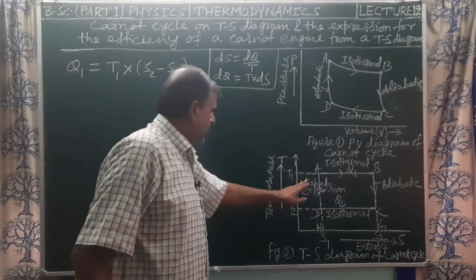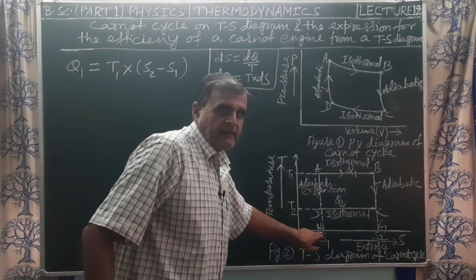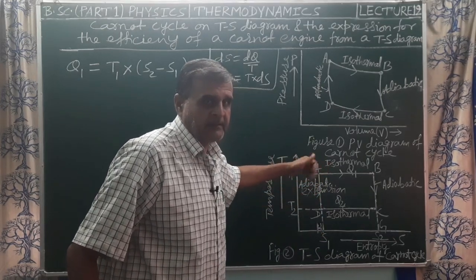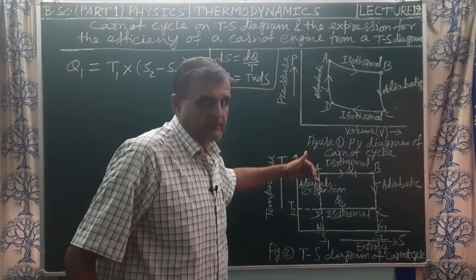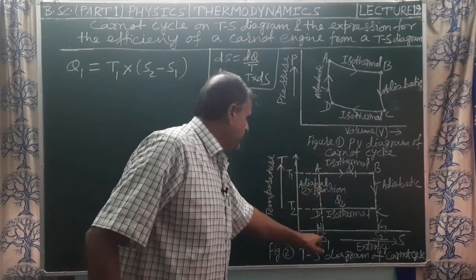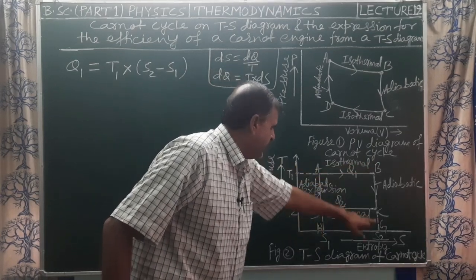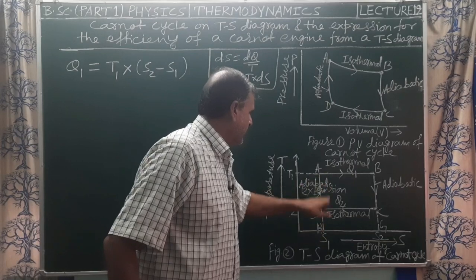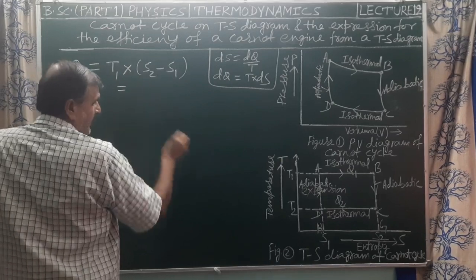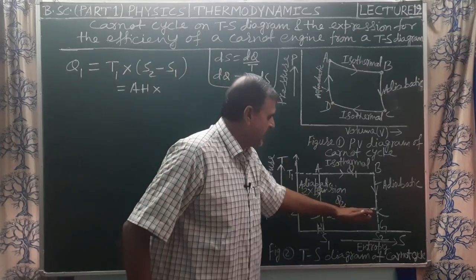Q1 is equal to T1, and T1 is the higher temperature, that is the temperature of the heat source. T1 is represented by the side AH of the rectangle ABGH. So corresponding to T1 we can write AH, multiplied by S2 minus S1, that is the change in entropy.